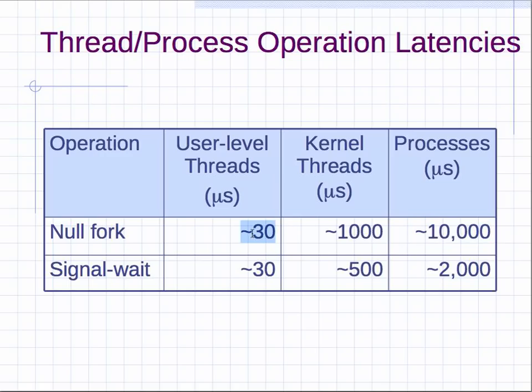So you can see that user level threads are probably the best ones if you're worried about the speed of starting threads. User level threads are definitely faster. The amount of time that you need for a signal wait is the same thing: much faster on user level threads, slower on kernel threads, and then even slower on processes. So this is just a rough comparison. Basically, the idea is just that user level threads are faster for starting up a thread and for signal wait response.